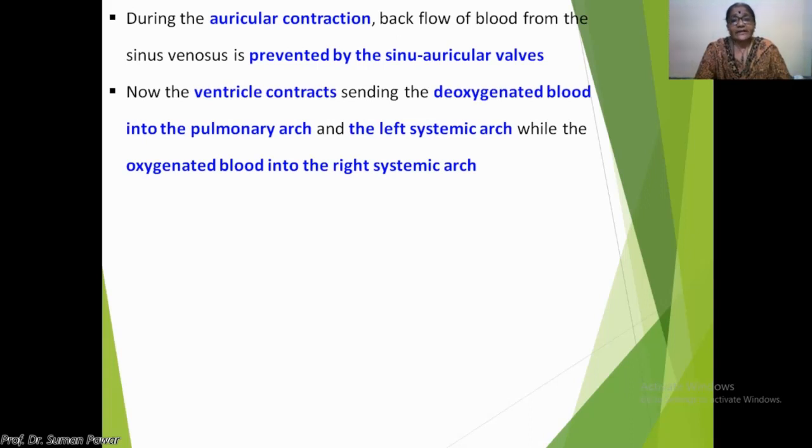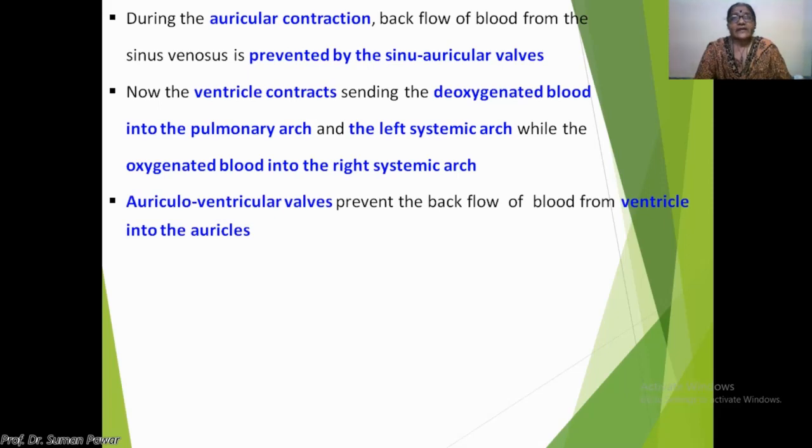Now, the ventricle contracts and thus sends the deoxygenated blood into the pulmonary arch and the left systemic arch, as both these arches are associated with the chamber named cavum pulmonale, whereas the oxygenated blood is forced into the right systemic arch, as it is associated with the cavum dorsale.